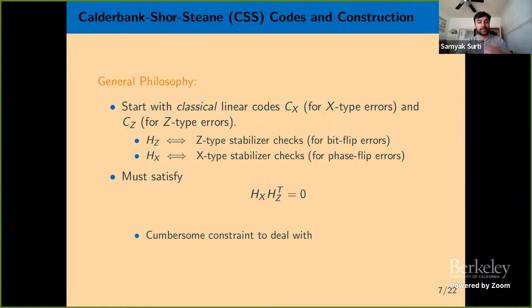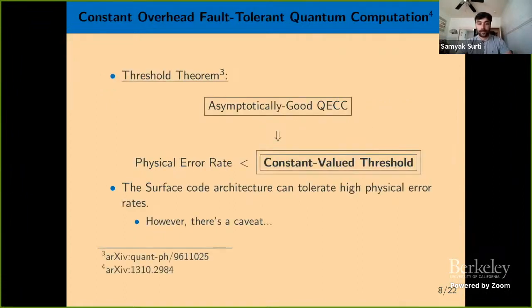But the issue with this is that it's kind of annoying to find classical codes that satisfy this condition. So ideally, we want to find a way to get around this and create quantum codes by just picking two random classical codes without having to cherry pick ones that meet this orthogonality condition. So I know I haven't really gotten to the quantum LDPC codes yet.